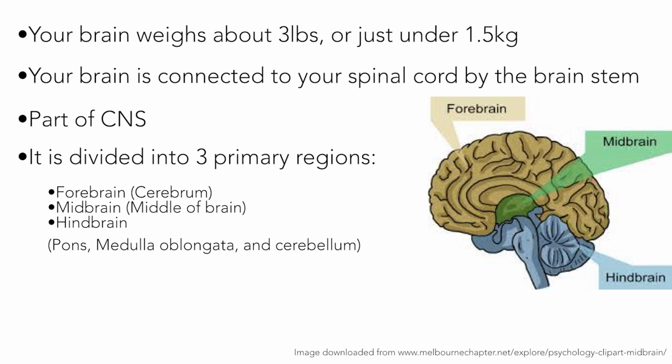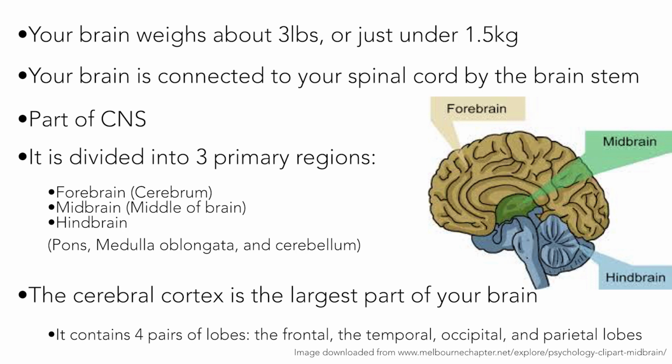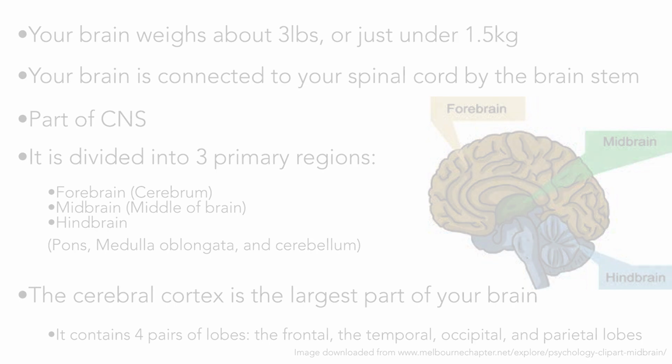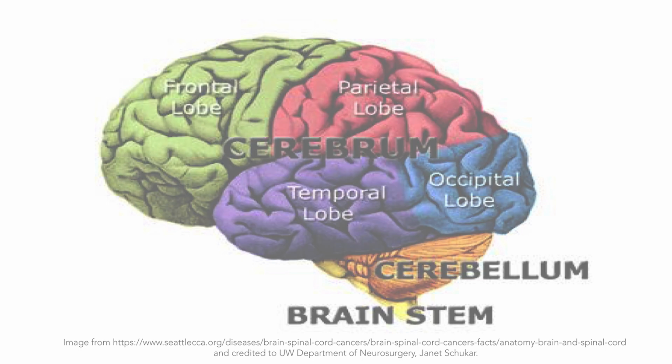The forebrain, which is primarily made up of the cerebral cortex, is the largest part of your brain and contains 4 pairs of lobes, including the frontal lobe, the temporal lobe, the parietal lobe, and the occipital lobe. The cerebral cortex is what we see when we look at the brain. Each bump on the surface of the brain is known as a gyrus, while each groove is known as a sulcus. The midbrain includes structures like the cerebral aqueduct, the tegmentum, the basis pedunculi, and the tectum. And then finally, the hindbrain includes things like the pons, the medulla oblongata, and the cerebellum.